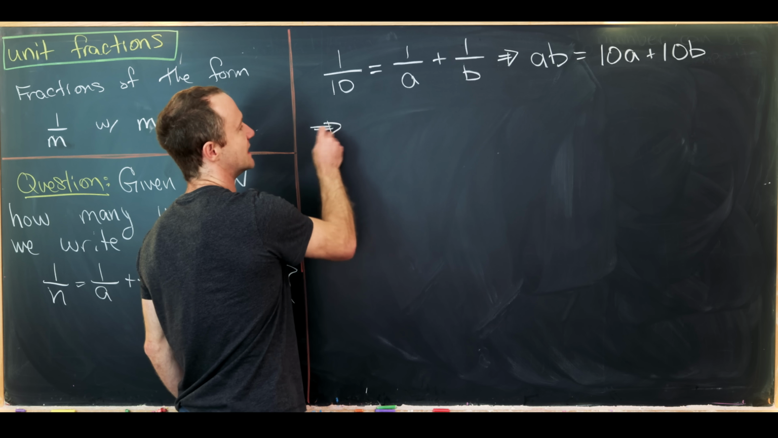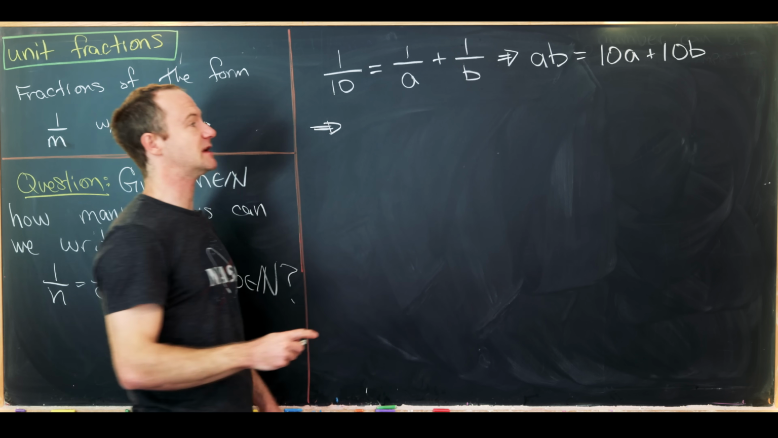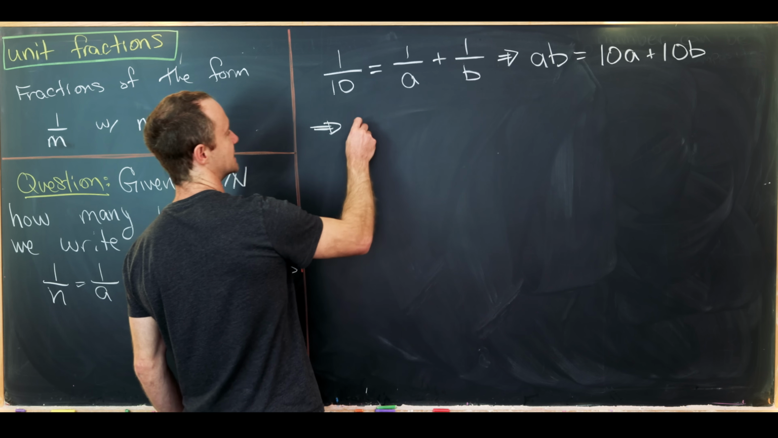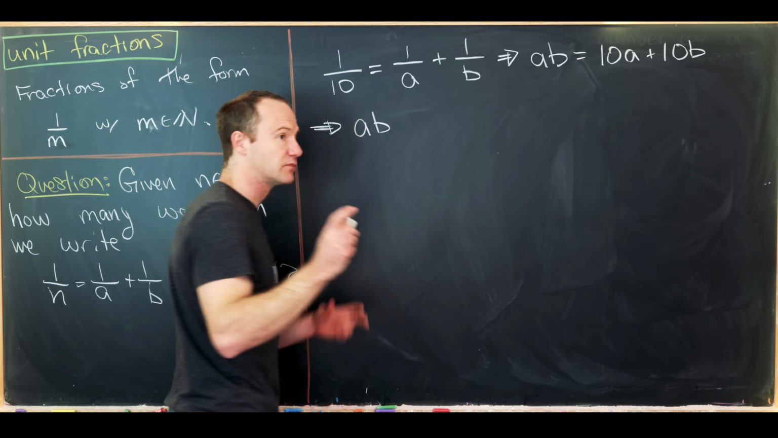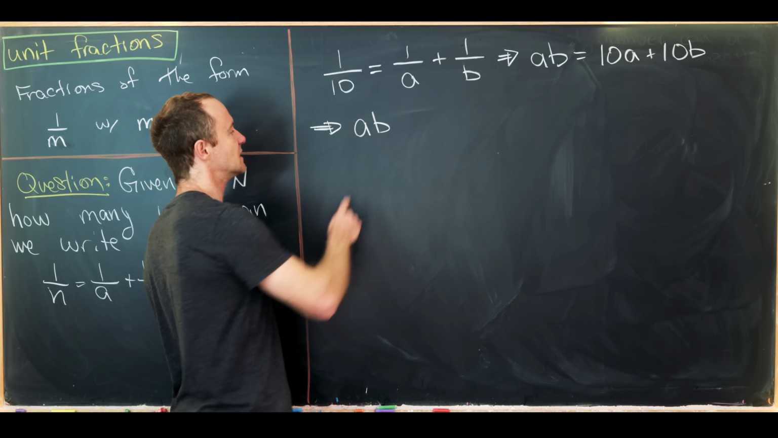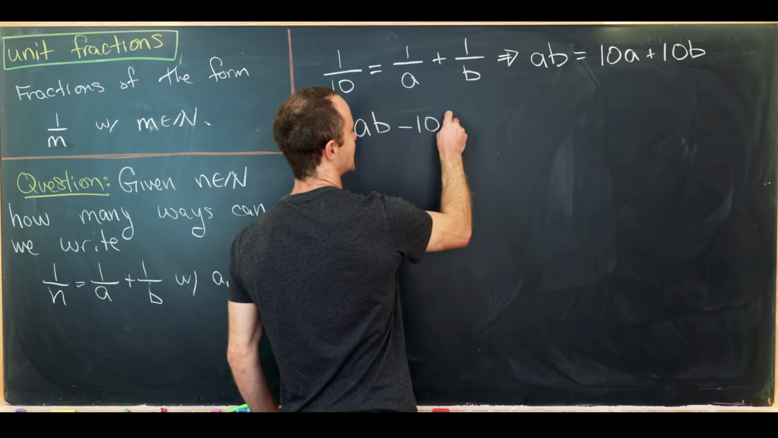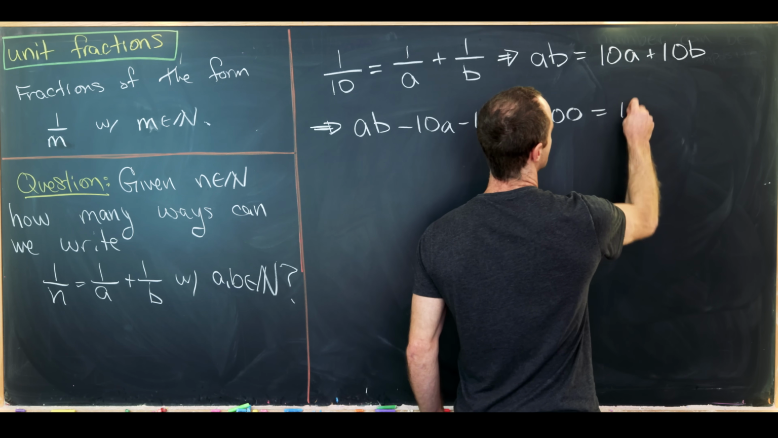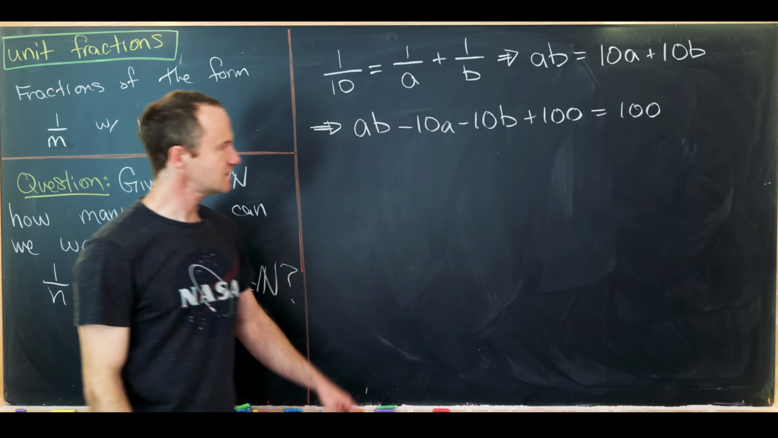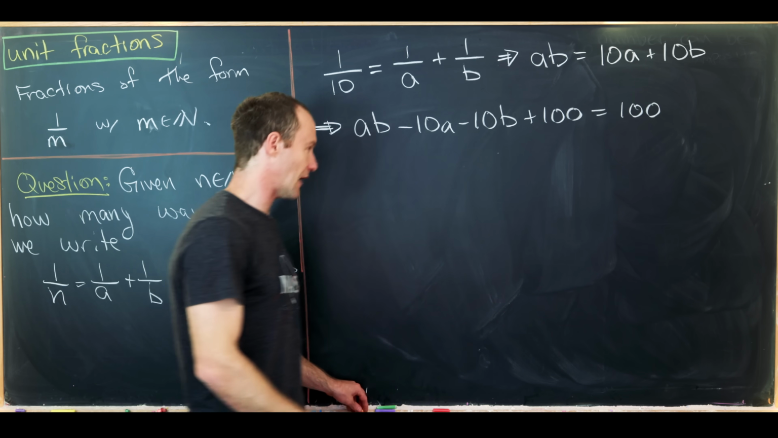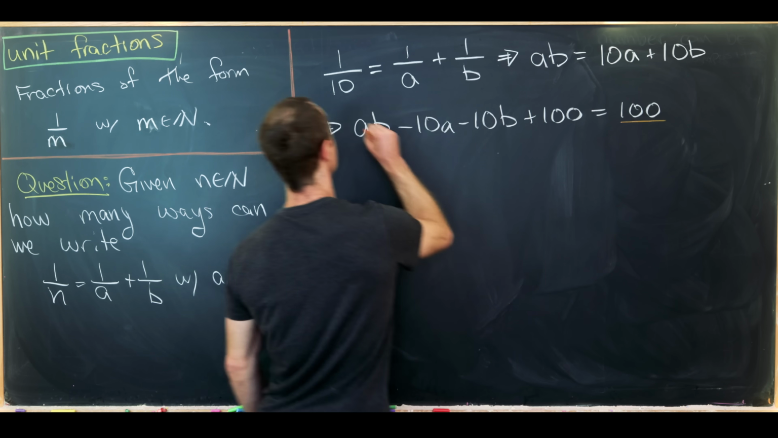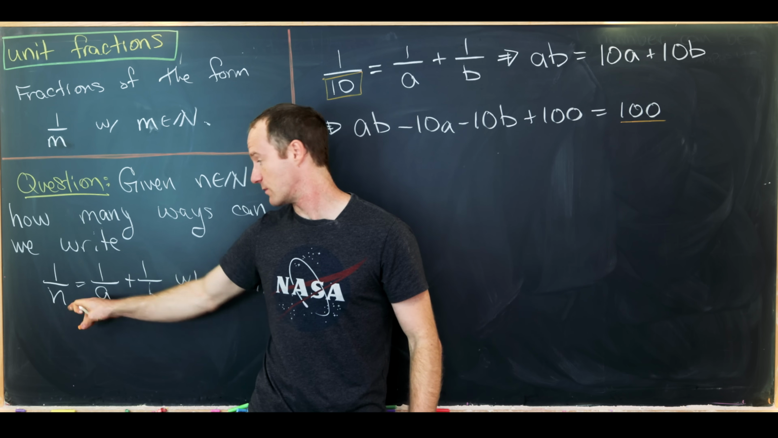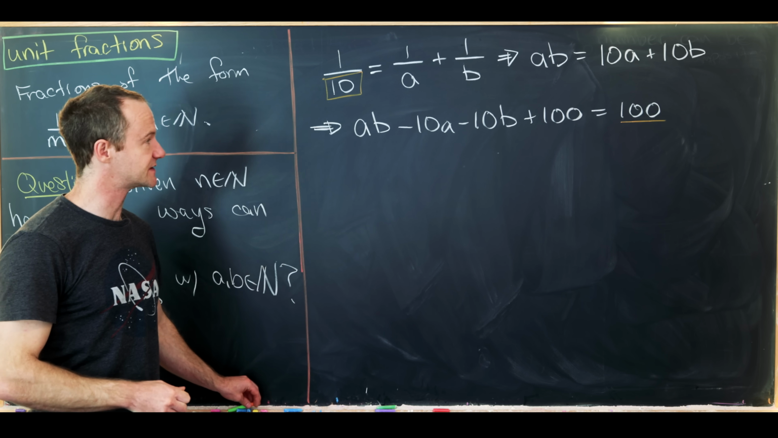So what I'll do is move the 10a and the 10b over to the left-hand side, and then simultaneously add 100 to both sides of the equation. That's this completing the product strategy. So we'll have ab minus 10a minus 10b plus 100 equals 100. I guess it's important to notice here that 100 is equal to 10 squared. So the square of this number will be important in the general case.